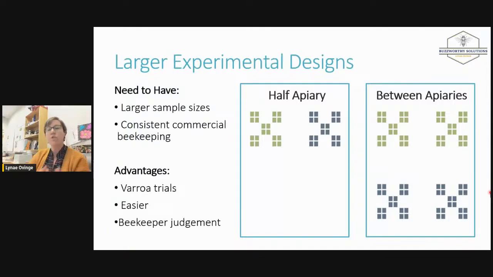If you're wanting to transition from the within pallet design to these larger experimental designs, you need to have a few things. For one, you have to have larger sample sizes, because we need to deal with the variability in a different way. We can't be doing this in just one apiary. And we have to have consistent commercial beekeeping.